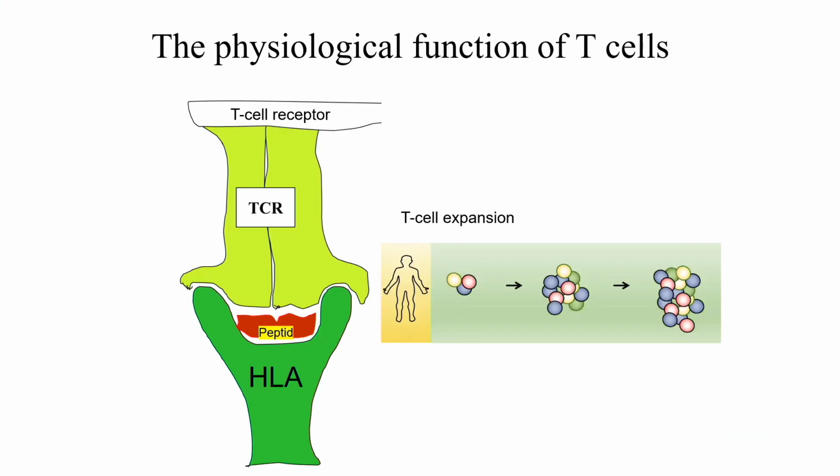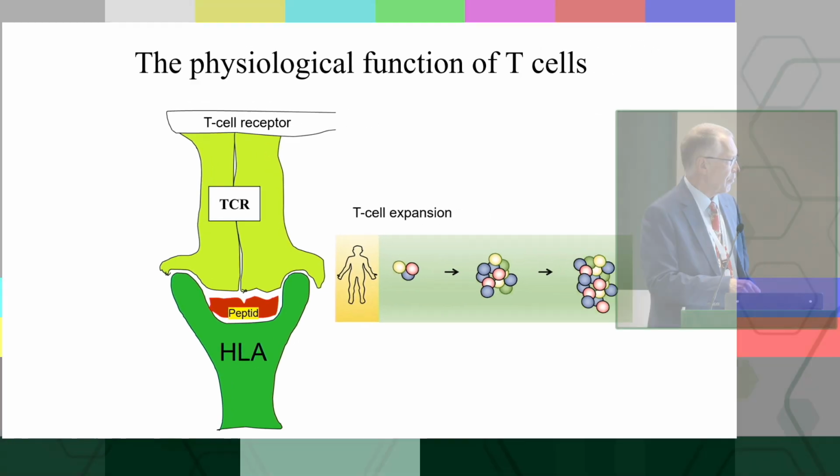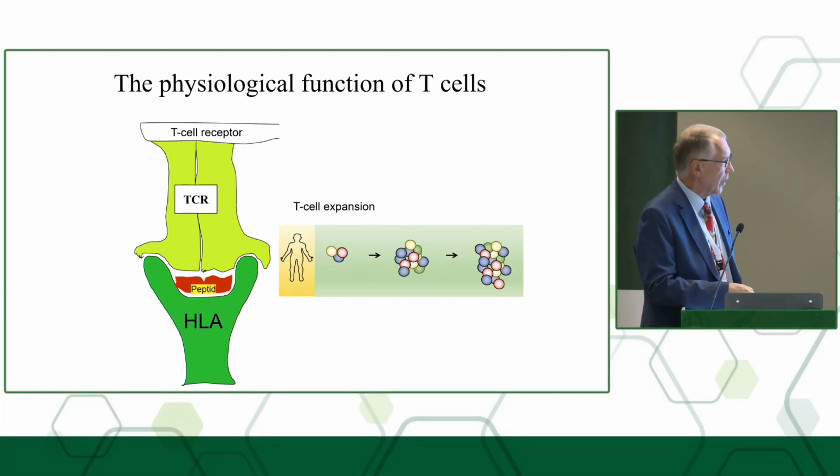So when we look at the function of T cells, to understand how CAR T cells work, it's very important how it works. We have a peptide which fits into the HLA groove, and this is recognized by the T cell receptor of the T cells. And if a T cell recognizes the target, in this case the peptide, it will start to proliferate and fight against this target cell.